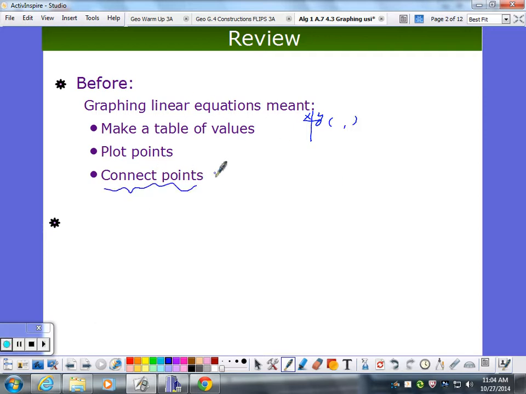Now connect the points. Well, we do that based on domain. So depending on what your domain is, you may connect the points, you may not. When don't you connect the points? Oh, just 2 people. Connor, when don't we connect points? When it's not all real numbers? Anytime it's not all real numbers? What specific case do we not connect points?